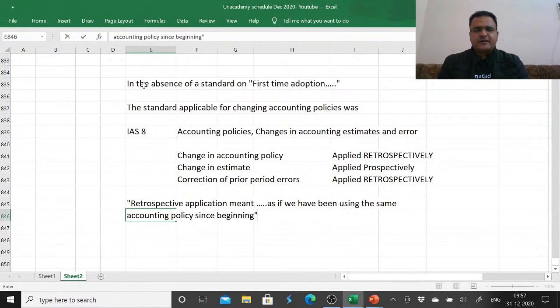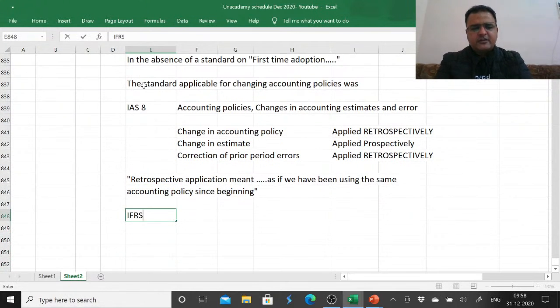Now imagine we are expecting this from all the countries globally. Do you think it will be possible for companies or countries to apply the effect retrospectively for each line item existing in the balance sheet? That is the reason no one was interested till first time adoption of IFRS was introduced. So IFRS 1, first time adoption of IFRS, was actually a facility standard. In India it is known as first time adoption of Ind AS, Ind AS 101.